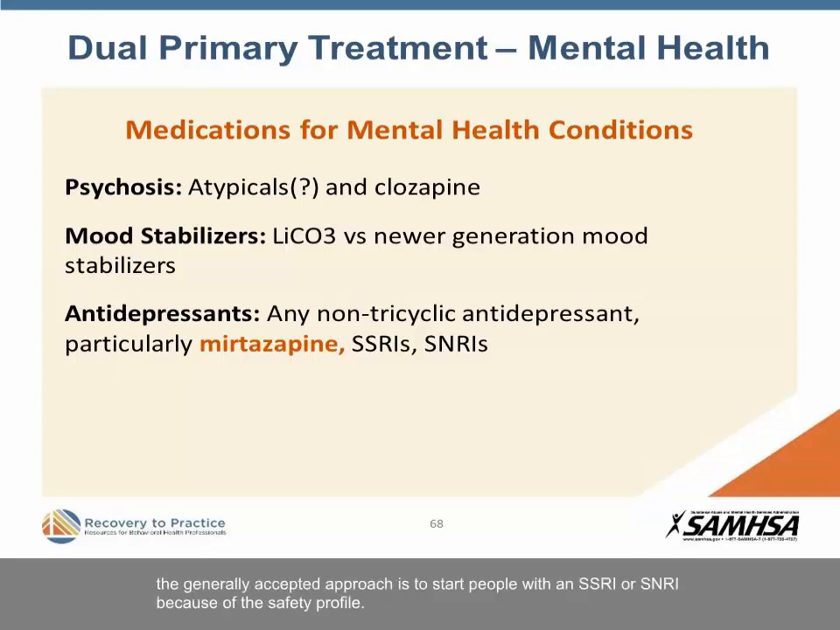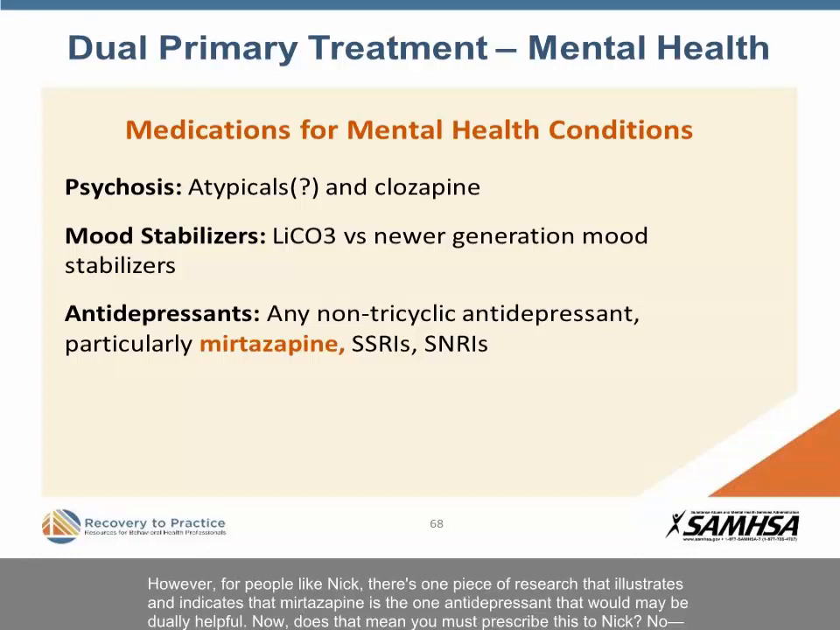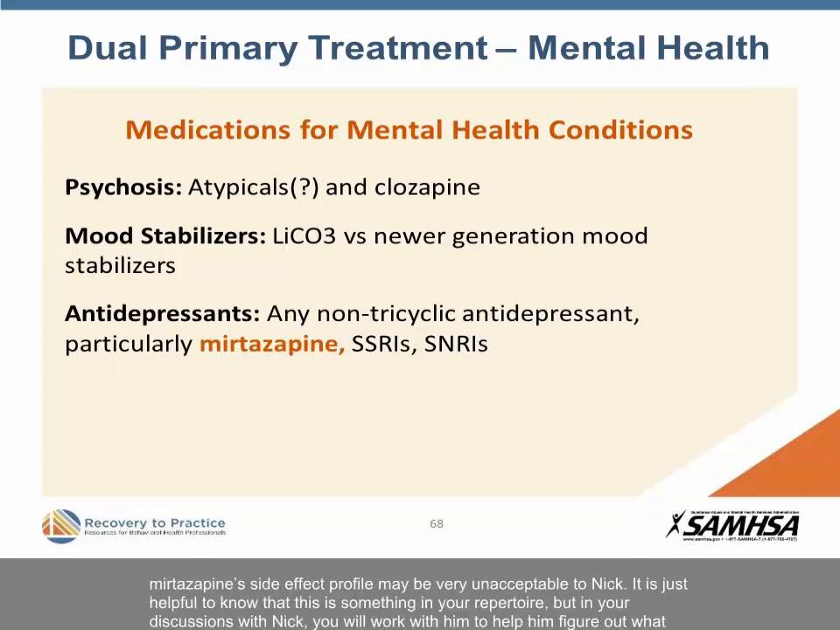In the category of antidepressants, the generally accepted approach is to start people with an SSRI or SNRI because of the safety profile. However, for people like Nick who have major depression, there's one piece of research that indicates that mirtazapine is the one antidepressant that may be dually helpful, in the sense of helping both the depression and the alcohol use disorder. Now, does that mean that you must prescribe mirtazapine to Nick? No. Mirtazapine's side effect profile may be very unacceptable to Nick.